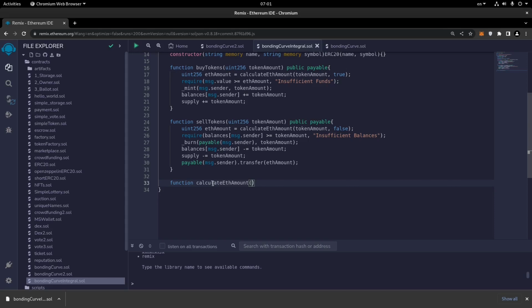So the variables that we'll get are the token amount and the boolean, which is buying. So uint256 token amount, and bool variable buying. It will let us know whether we're buying or selling, and whenever you want to use it, it will determine whether you're buying or selling, and accordingly it will calculate the amount. So returns view returns uint256.